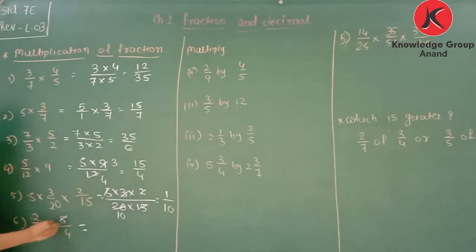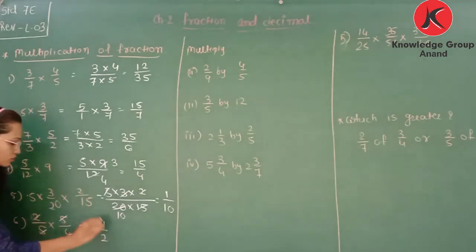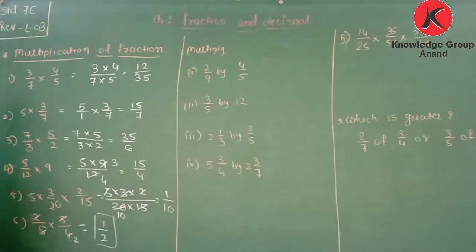Now next, here you can cut this 5. 2 2s are 4. So the answer is 1 by 10. So this way you can find the multiplication of simple fractions.